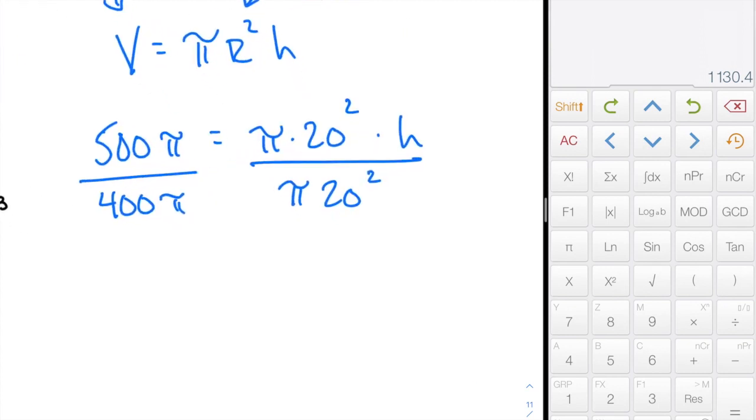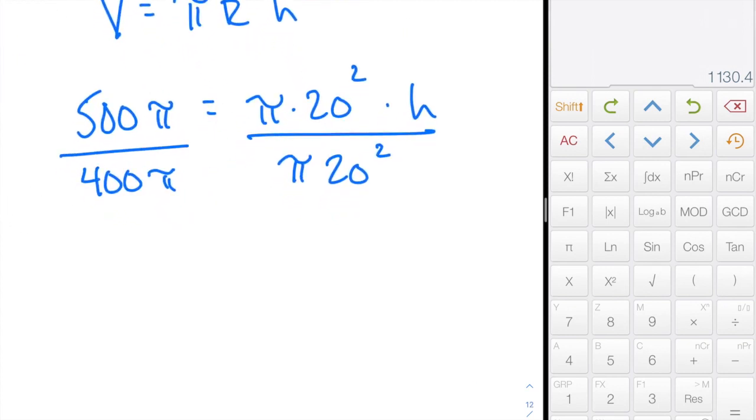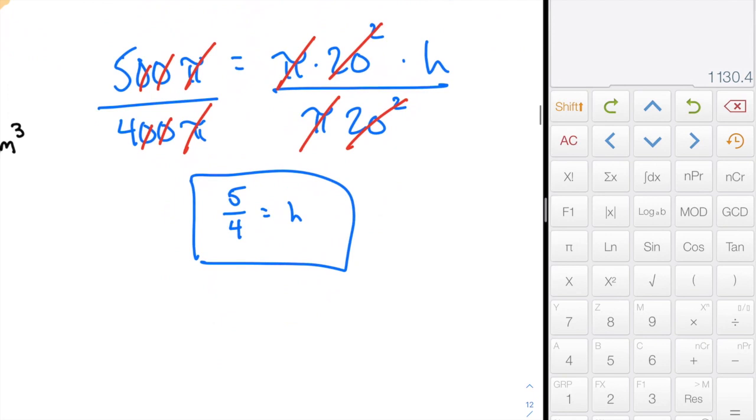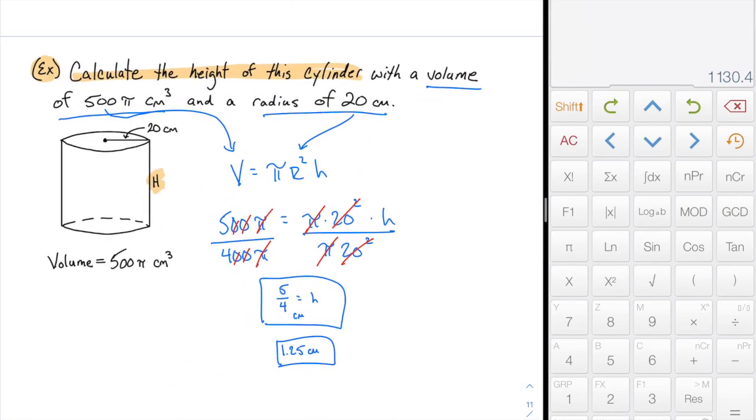Hopefully that's not going to throw anybody off. Let's zoom in a little bit and solve this problem. Because I'm about to cancel, I'm going to switch to red. Pi cancels out pi. 20 squared cancels out 20 squared. On the other side, pi cancels pi. And all these zeros cancel out, right? Because essentially that's just dividing by 100. So now I have 5/4 equals h. Done. My height is 5/4 of, are we in inches? No, we're in centimeters. So it's 5/4 of a centimeter, or 1.25 centimeters. That's it, right? So use your formula, plug in your numbers, and solve.